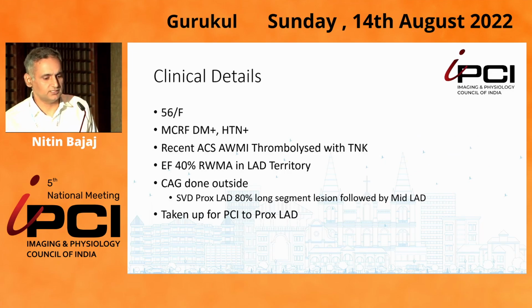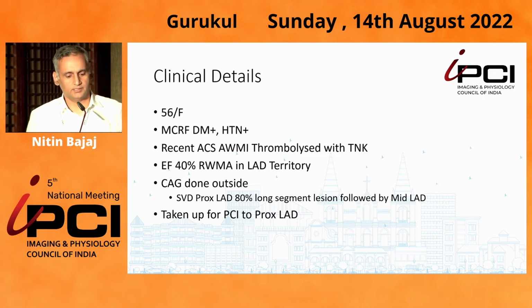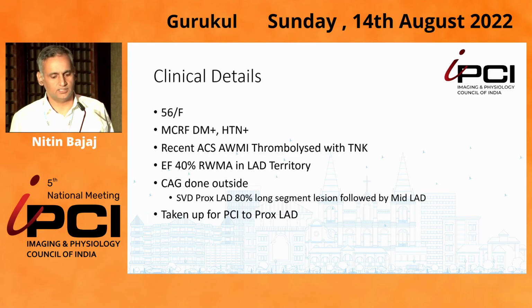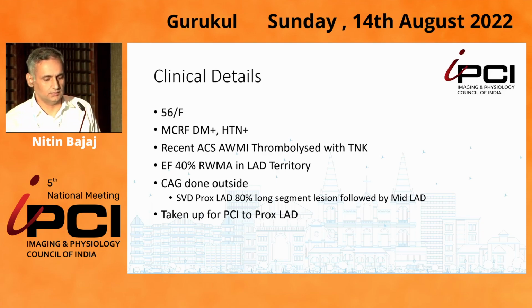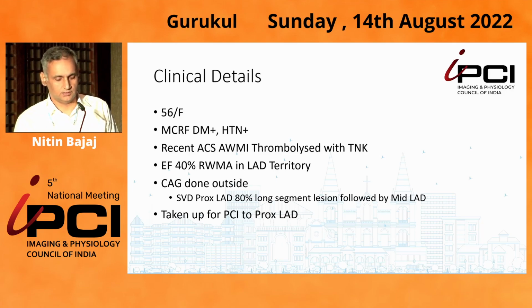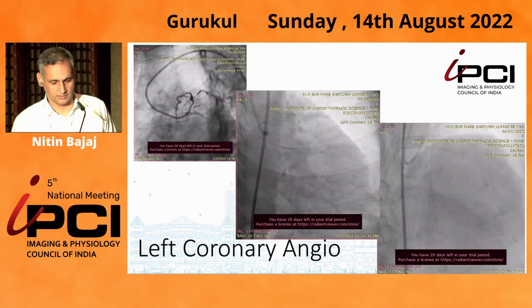So we had a 56-year-old lady, diabetic, hypertensive, had a recent anterior MI about a week back, was thrombolyzed in an outside hospital. Echo-wise, ejection fraction of around 40% with regional wall motion abnormality in the LAD territory. Angiography was done outside, showed single vessel disease, proximal was 80% and intermediate lesion in the mid LAD. It's taken up for a PCI to proximal ostioproximal LAD.